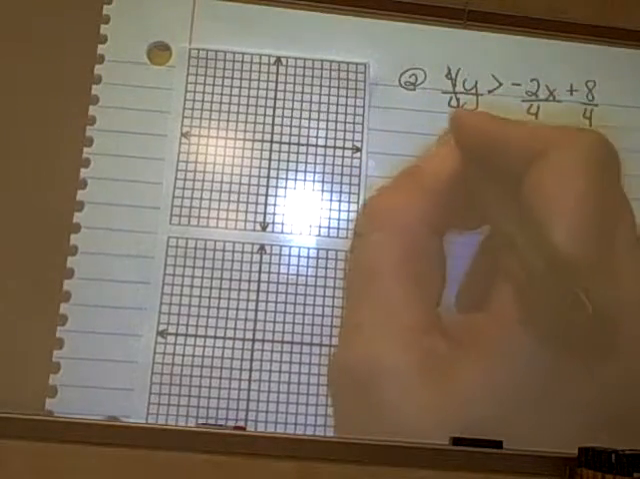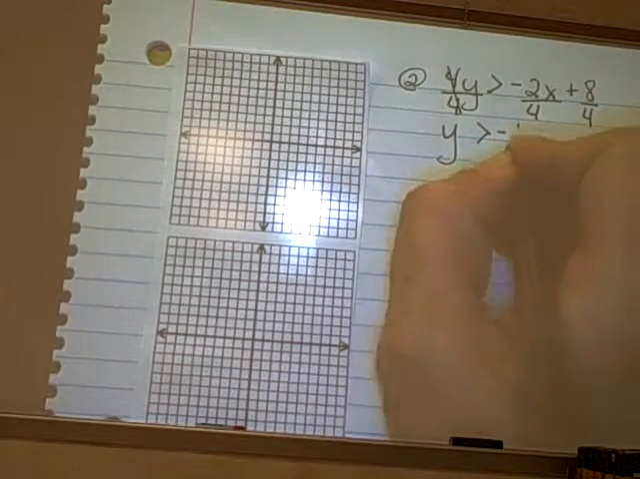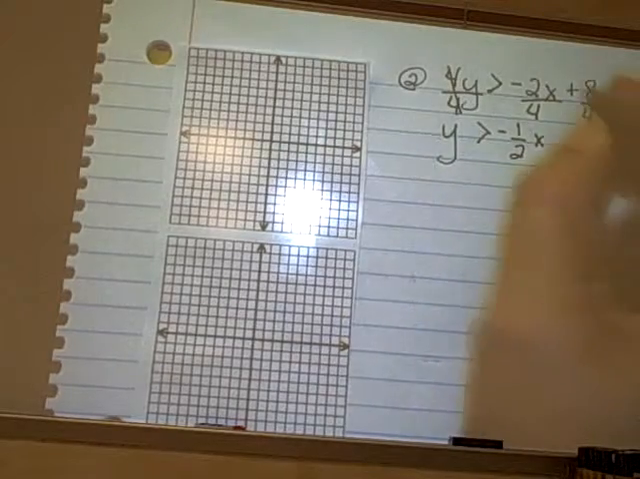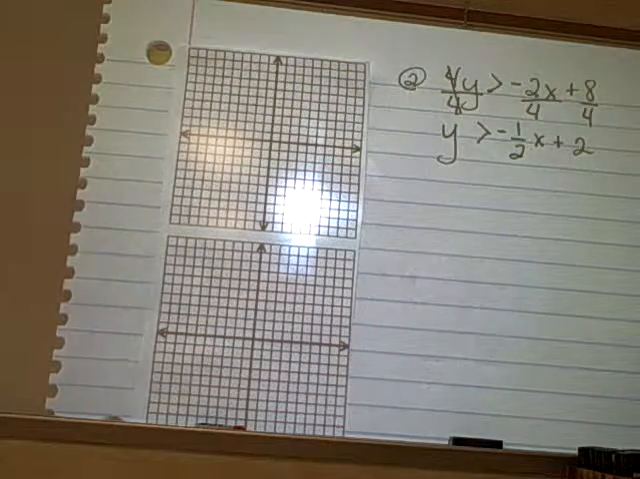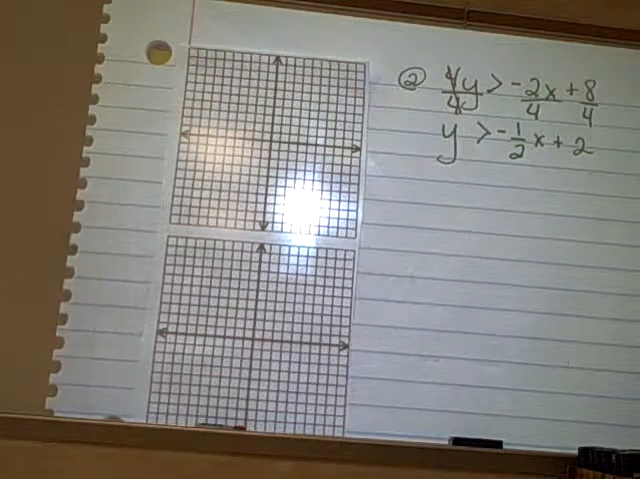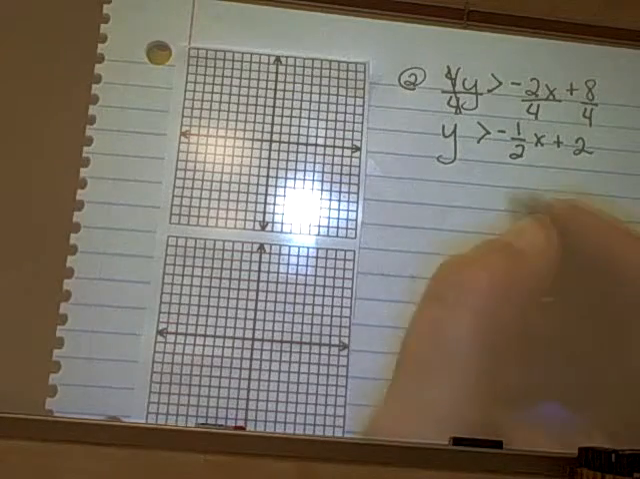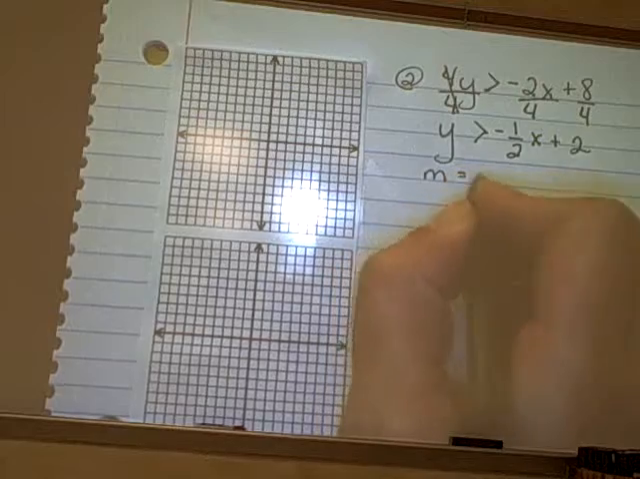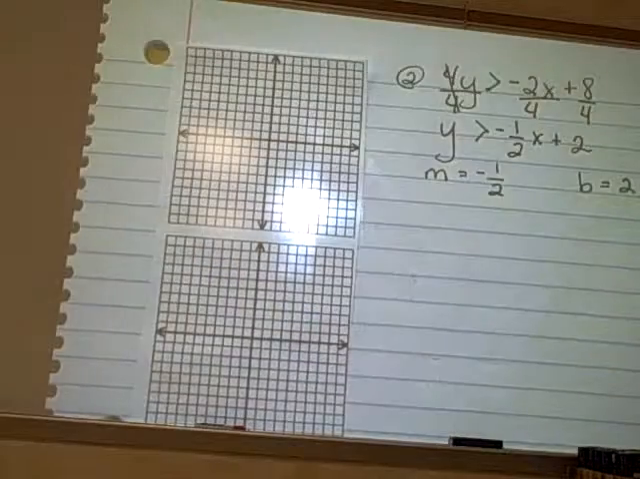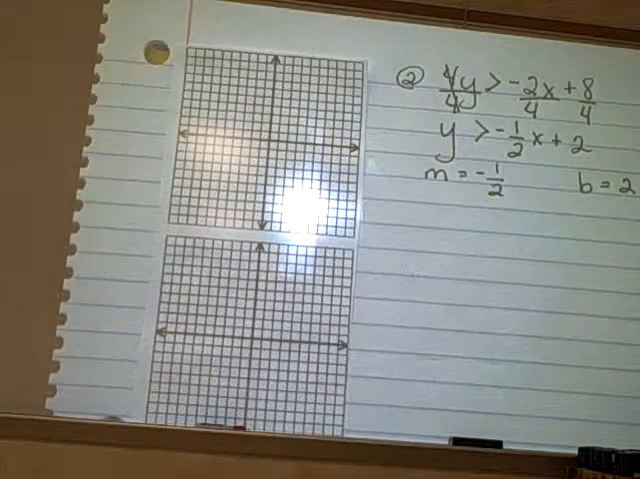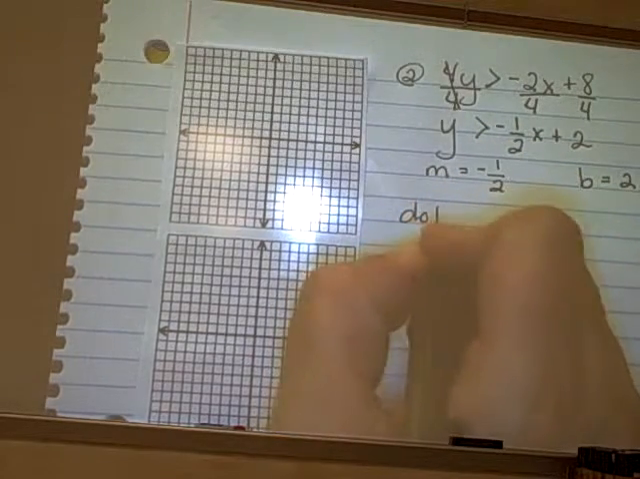Okay, so that becomes y is greater than negative 2 over 4 reduces to negative 1/2 x. 8 over 4 reduces to 2. Did I divide by negative? No. So I don't need to switch my arrow at all, since I didn't divide by negative. So I can say m is negative 1/2. B is 2. Is this going to be a dotted or a solid line? That's what tells you. Dotted line.